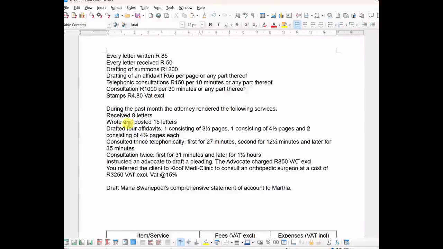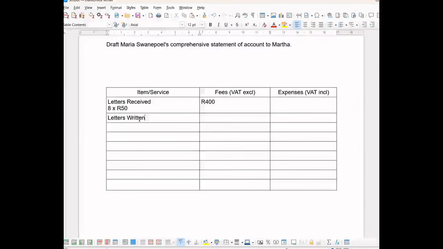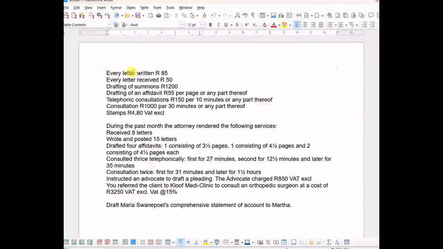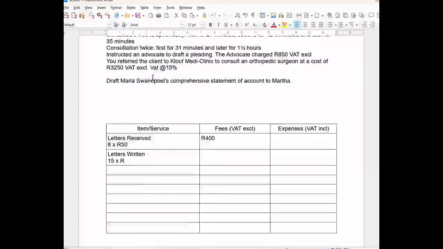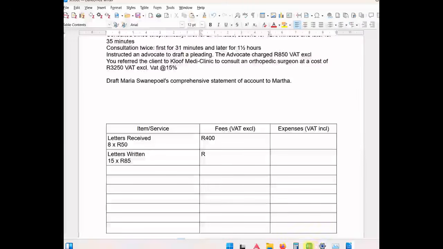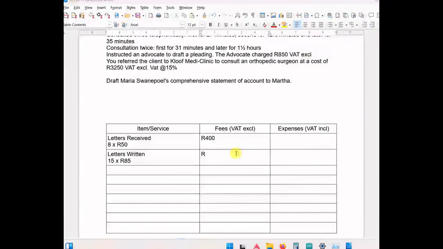The next service we rendered was we wrote and posted 15 letters. So letters written, there were 15 of them. How much do we charge? We charge 85 Rand for every letter that is written. So that's 85 Rand, and that comes to, let's get a calculator, 15 multiplied by 85 gives us 1,275 Rand.